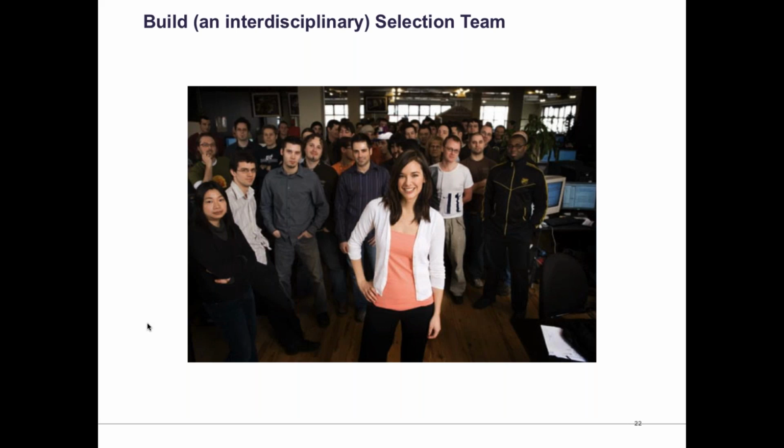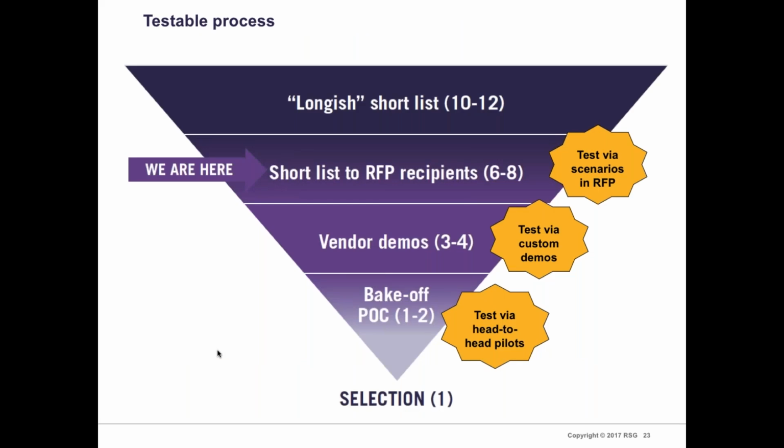In an ideal world, HR would actually be driving social collaboration technology initiatives for a variety of reasons. In many enterprises, probably most enterprises, HR does not. But we've seen some great case studies with HR really in the lead and bringing in the other players from IT, KM, and other key stakeholders internally. So you build an interdisciplinary selection team with this person you see here as a business lead who's the chair, right? Then you go through a testable process.